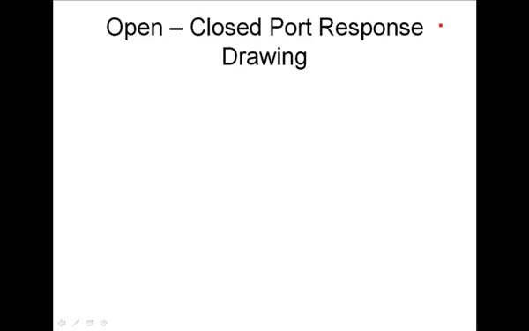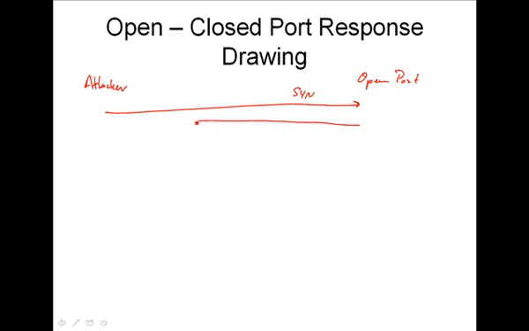So let me show you a simple drawing about the open and closed port response. Attacker is going to be over here, and we're going to have an open port here. The attacker is going to send over a packet with the SYN flag set. If we do have an open port here, what's going to go back to the attacker is a SYN-ACK packet, the second part of the three-way handshake. At this point, that's all the attacker really needs to know. Some tools are nice enough to finish the final part of the three-way handshake. Some don't. Some just leave it out. So what if we have a closed port?